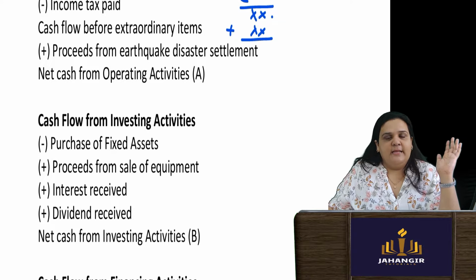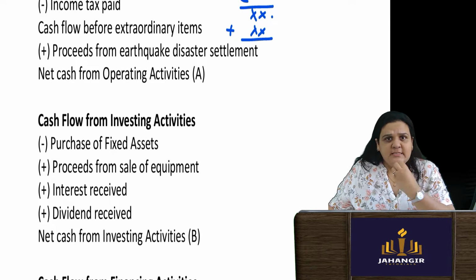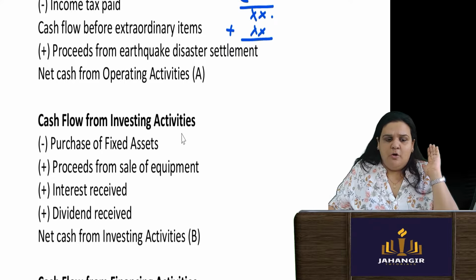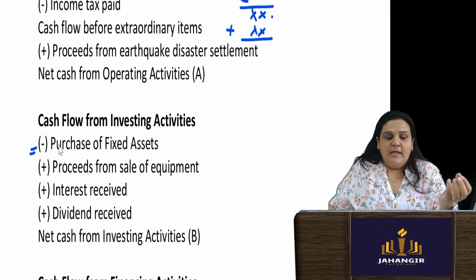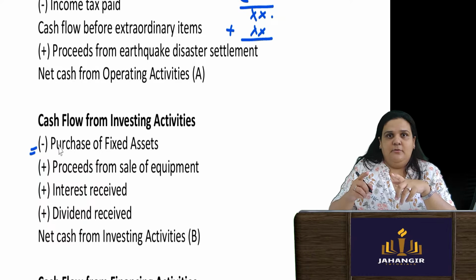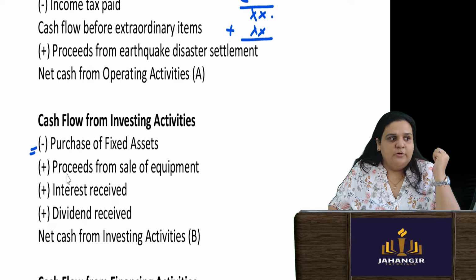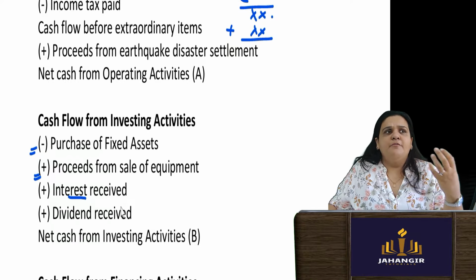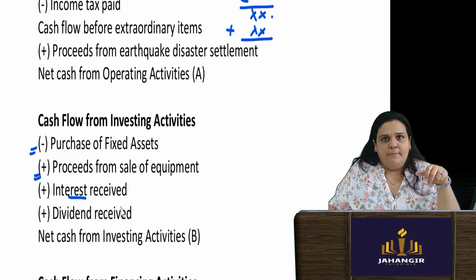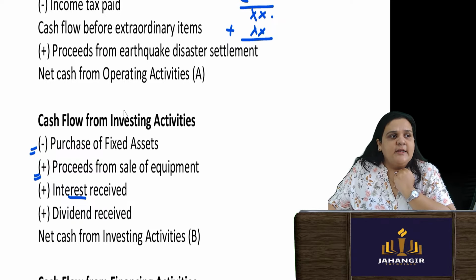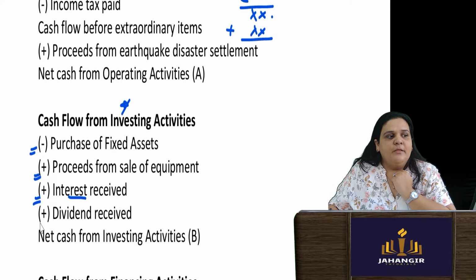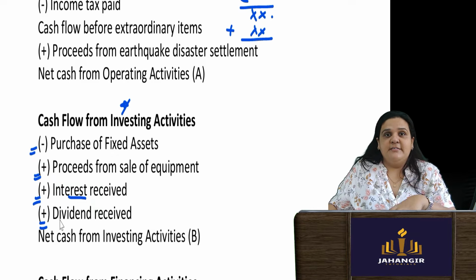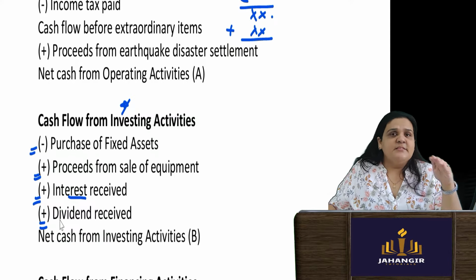Cash flow from investing activities. If I am purchasing a fixed asset, my cash is going to go out, obviously minus. If I am selling some asset, I am going to get the cash in, so it will be an addition. I am receiving interest. Why? Because I have invested in some other company in the form of debentures, or I have given a loan to some company. So I am receiving interest. It relates to my investment activity. It has nothing to do with my operations. So I will add it. Dividend income I am receiving. I have invested in the form of capital in another company and I am receiving dividend.